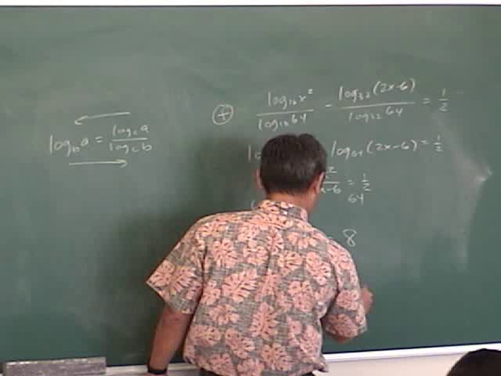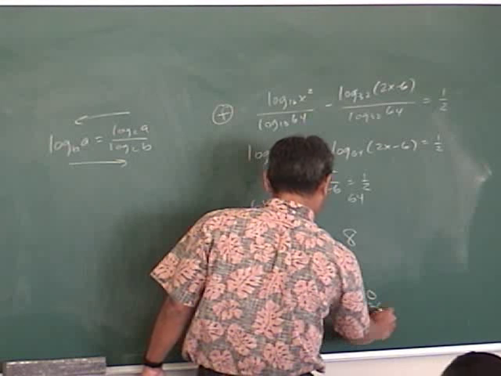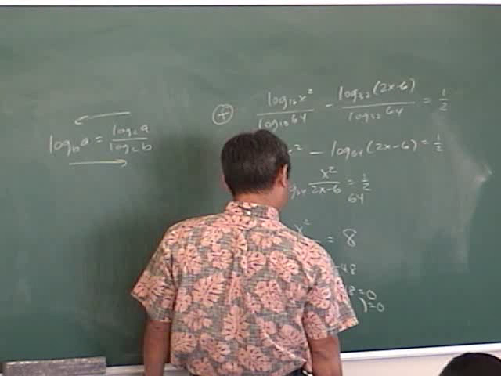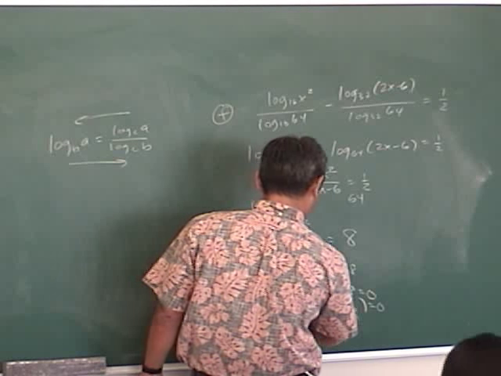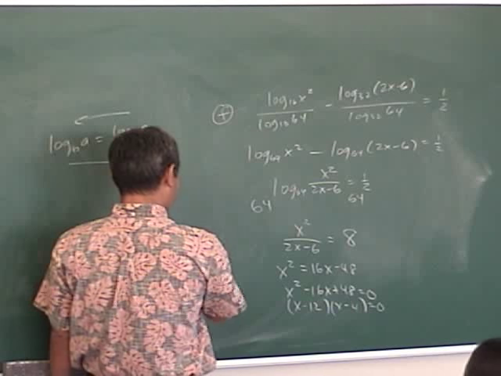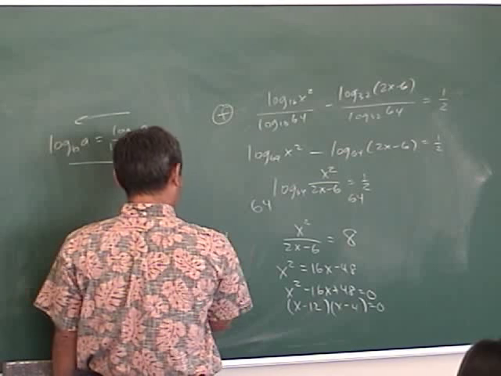This is the easy part now. It factors nicely. What is that? 6 and 8? No. 12 and 4? Yes. x minus 12, x minus 4. So x equals 12 or 4. Box set, that's the answer?